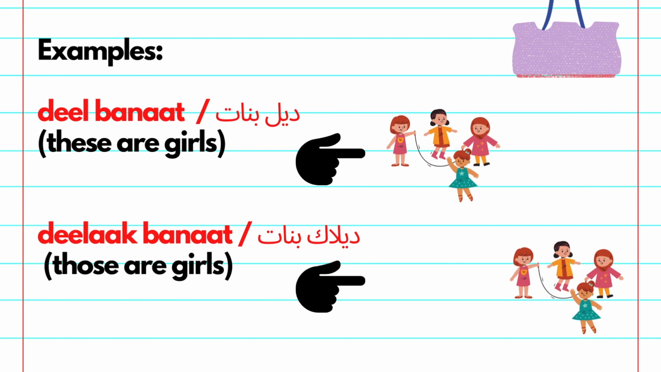Examples: Del banat, these are girls. Delak banat, those are girls.